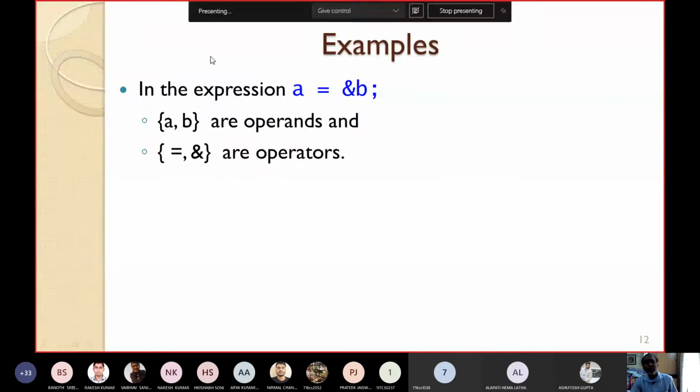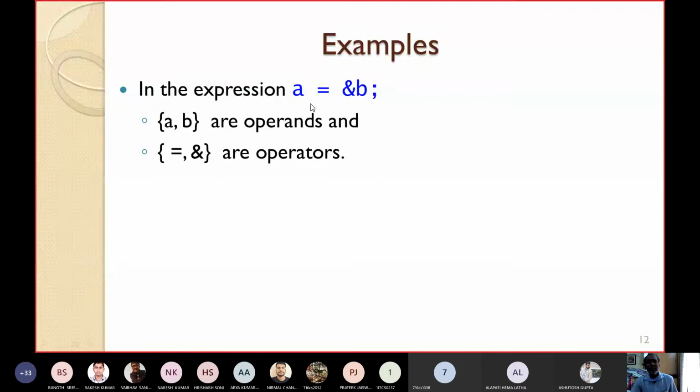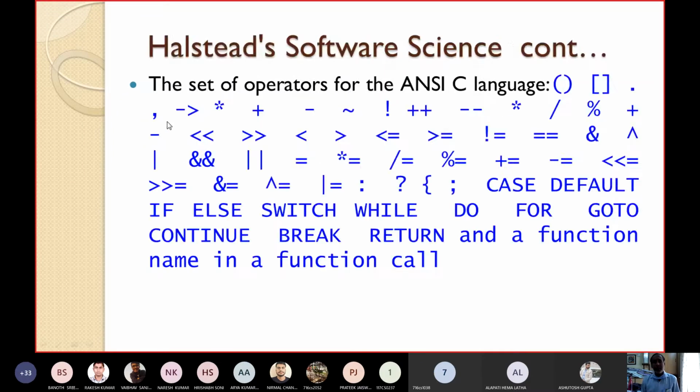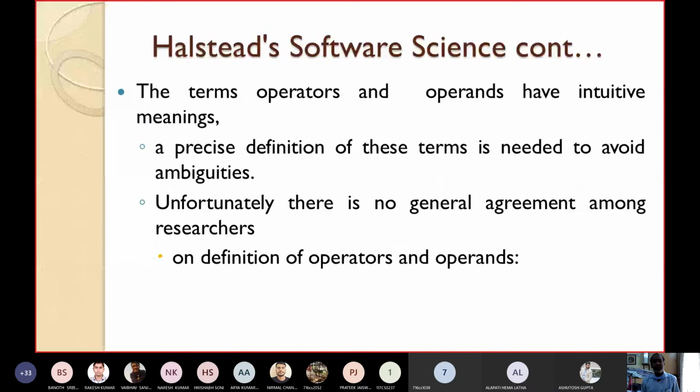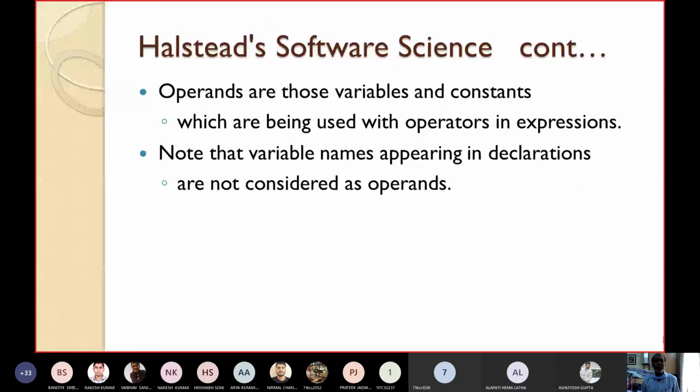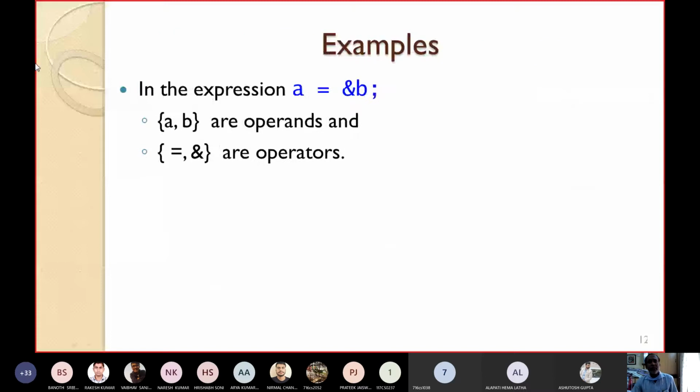Let's quickly take a few examples. There is a small expression: A is equal to ampersand B. Here, as per the guidelines we have just discussed, please go through these guidelines. If you follow these guidelines, you can see that in this expression A is equal to ampersand B, A and B are operands. And what are the operators? Equal to is an operator, ampersand is an operator. One I am missing: this semicolon is also an operator.